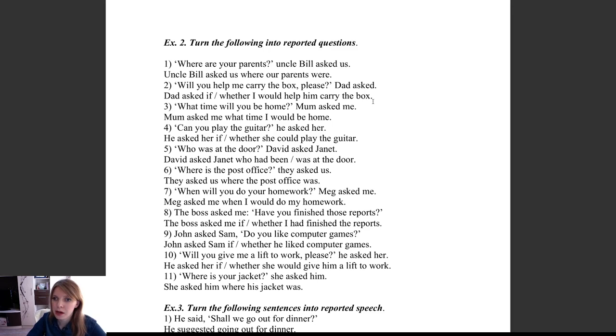У нас с вами общий вопрос, который начинается со вспомогательного глагола will. So Dad asked if or whether. Мы используем данные слова, да? И дальше will меняем на форму would, и порядок слов будет такой же, как в утвердительном предложении.